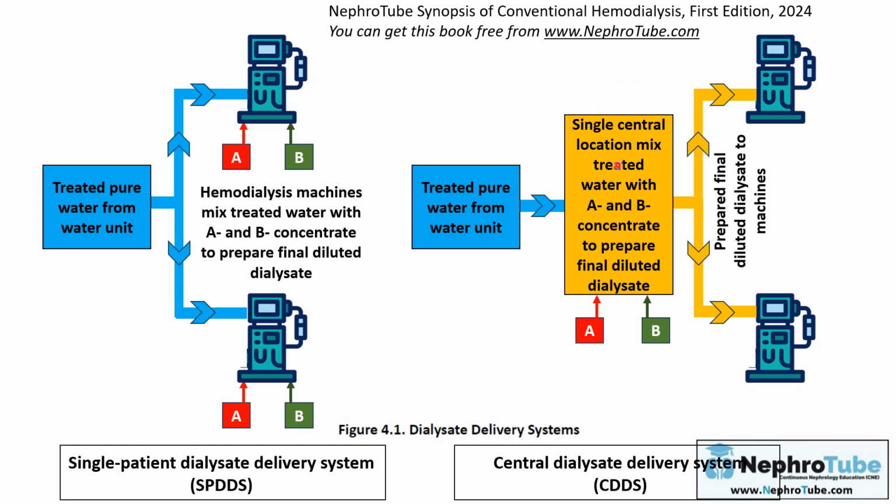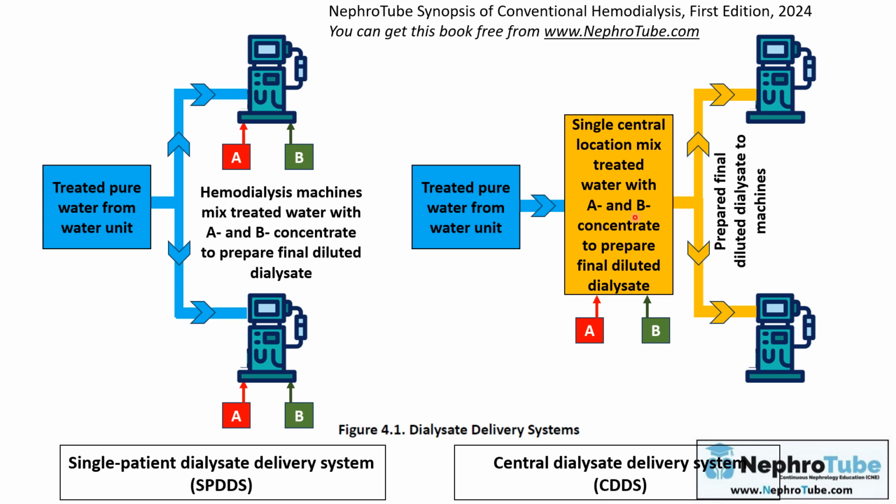If there is any central machine dysfunction in this central area, this will affect all the hemodialysis machines and the dialysis unit will stop working. This is the first point. The second point is that in the single patient dialysate delivery system, we can individualize the dialysate composition. For example, if you want to increase the calcium in this dialysate for this patient, you can do this because the machine is forming the dialysate by itself. If you want to make a low dialysate calcium, you can.